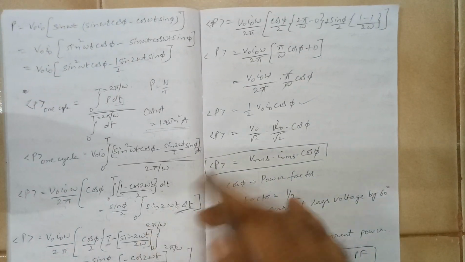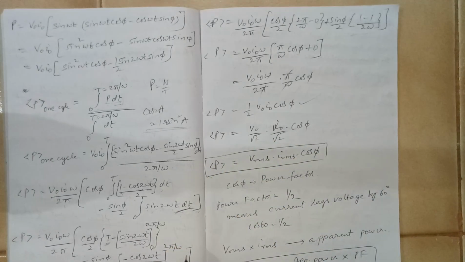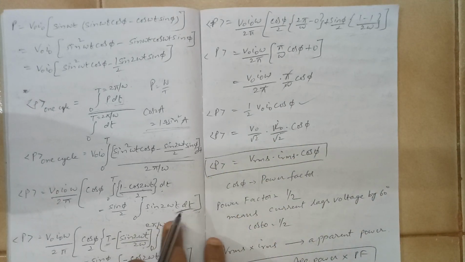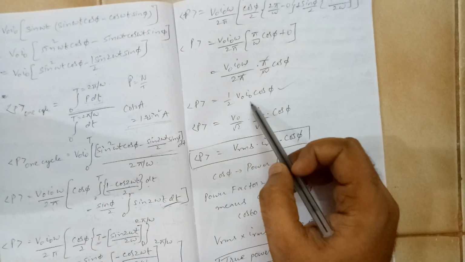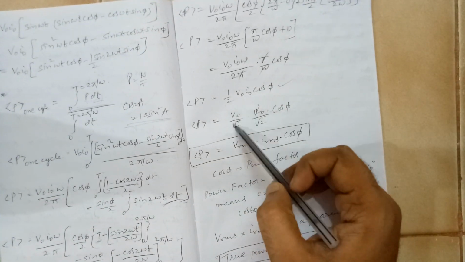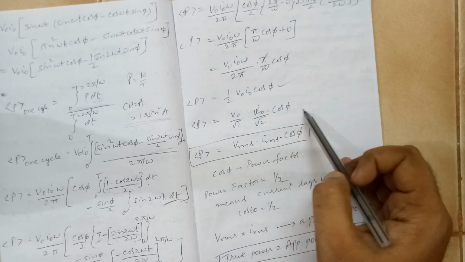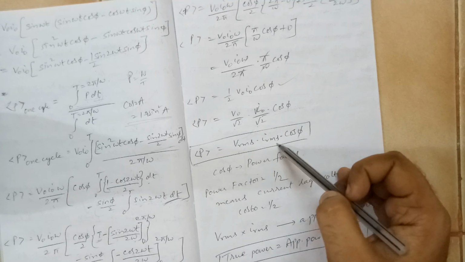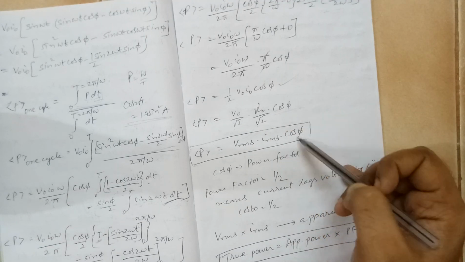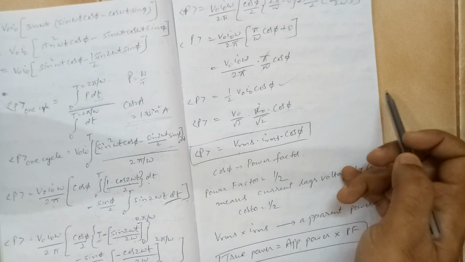Now in this equation, this v0 i0 are the peak values. Can we rearrange the equation? We can rearrange the equation by writing this 2 as root 2 into root 2. So I can write this as v0 by root 2 into i0 by root 2 into cos phi. What is v0 by root 2? Vrms. I0 by root 2 is IRMS into cos phi. This cos phi is called the power factor.